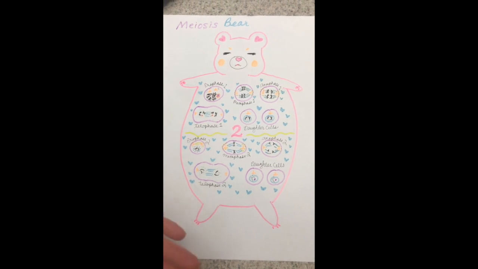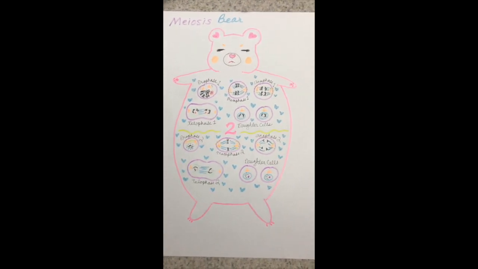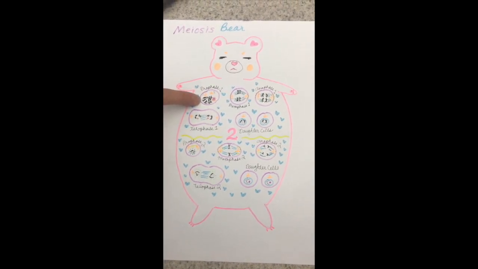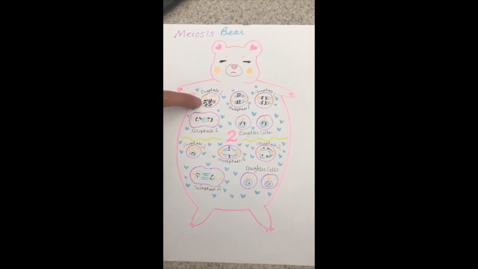This is Mother Bear. She is going through a process called meiosis inside of her. Meiosis consists of 4 stages, beginning with prophase 1. These are two sister chromatids joined at the centromere. This pairing is called synapsis.